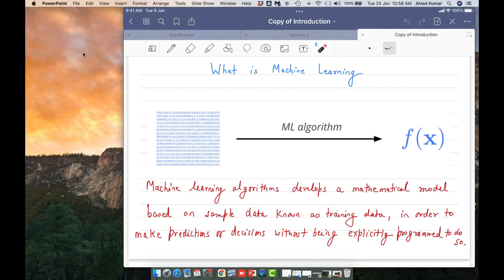For example, if you have this data which is available here, you can see it's strings of ones and zeros. You are not able to judge what's going on here. These strings of ones and zeros are the training data. So this is basically called the training data.